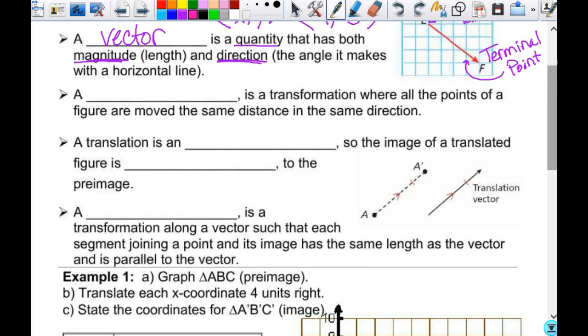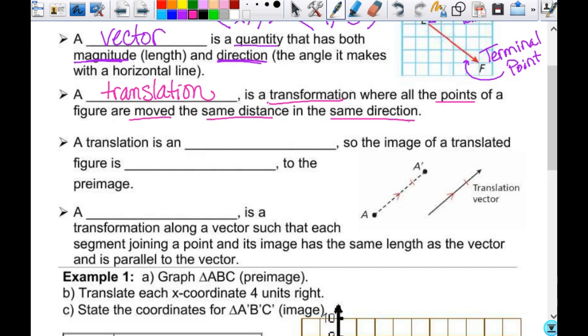All right. So we're going to use these vectors today for translation. Now, vectors are used for lots of different things that are a lot deeper and different than this, but today we're using them for translations. Our first definition here is of a translation. A translation, which again is not new to you, is a transformation where all the points of a figure are moved the same distance in the same direction. That's what a translation is. And that's what a vector gives you: distance and direction. So a translation vector is all that it is.